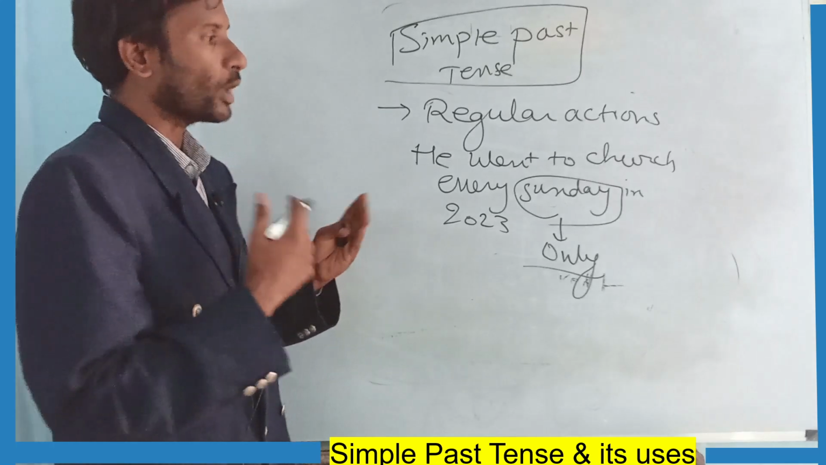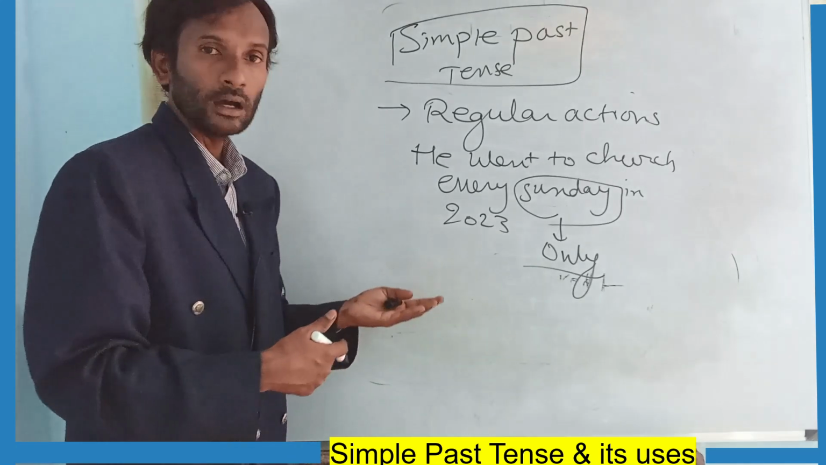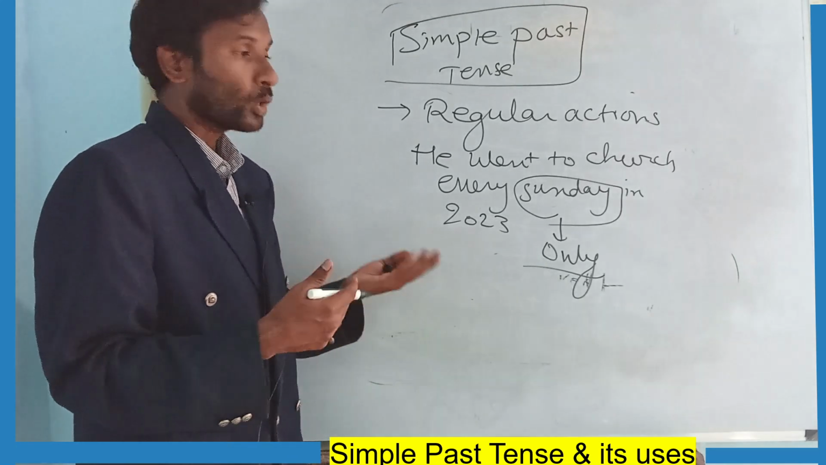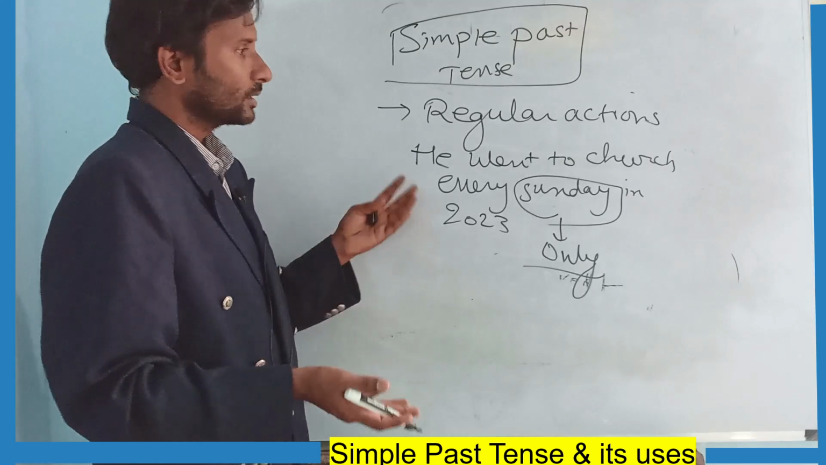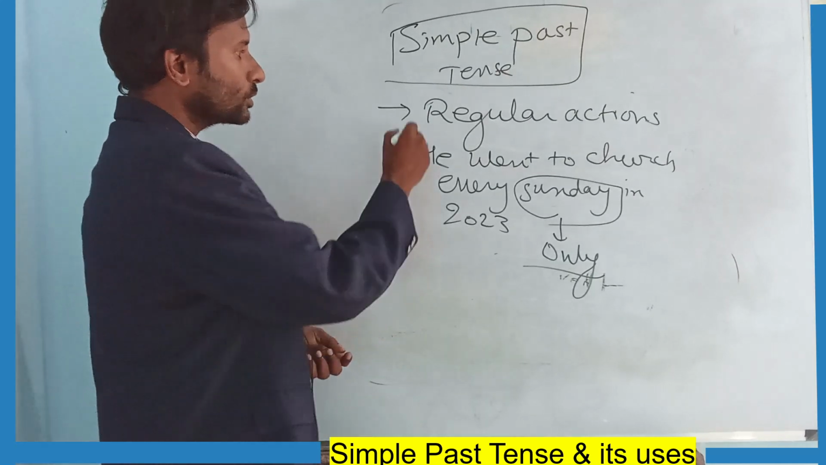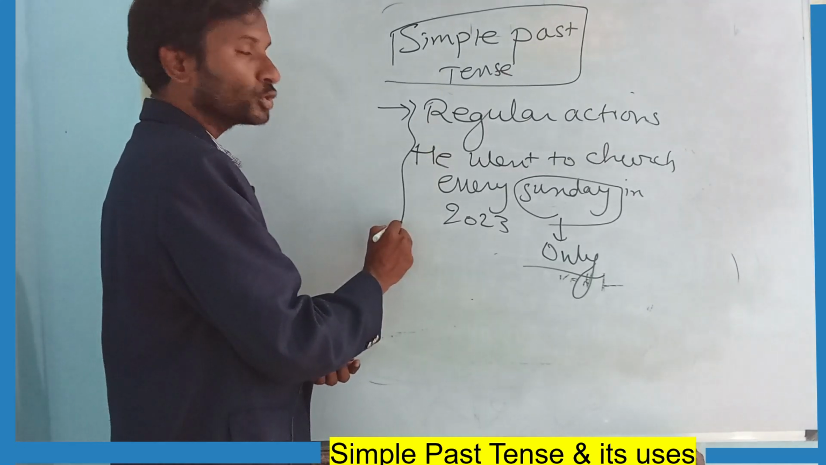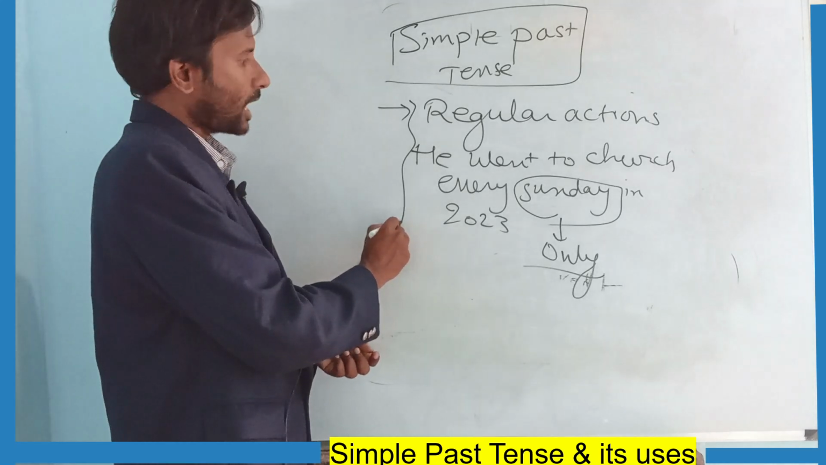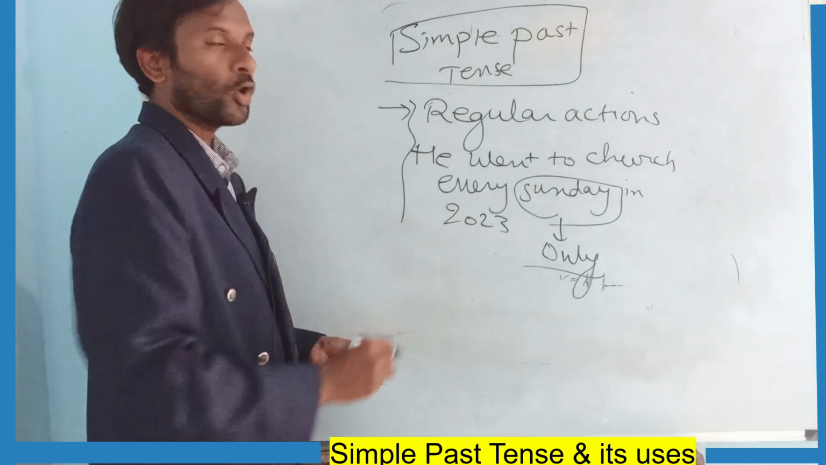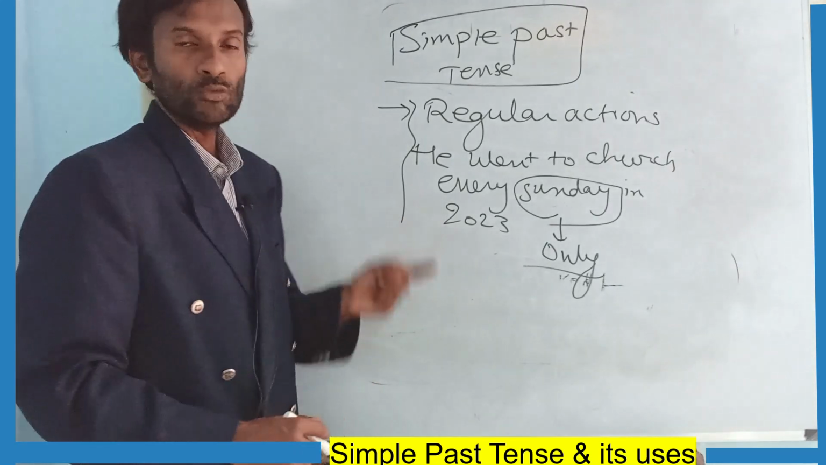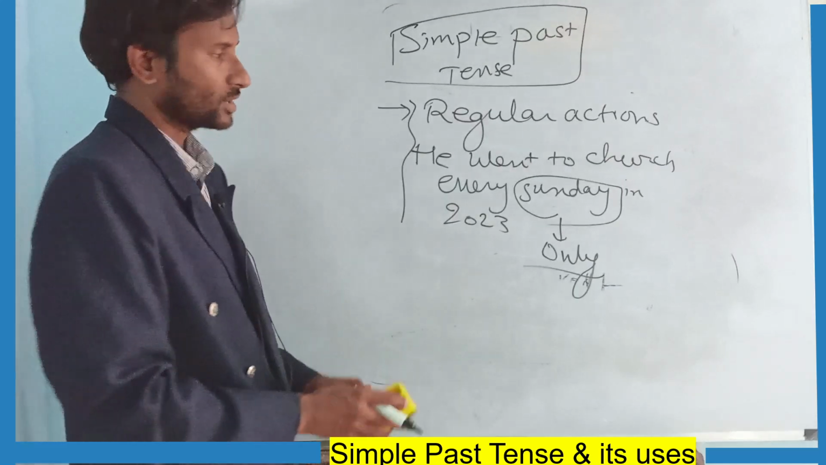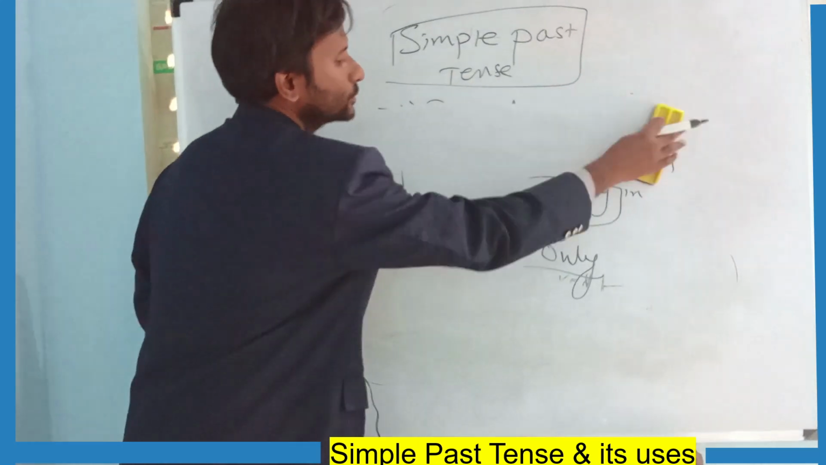It can be once in a month, once in a year, once in a week, or once after some years. Probably all those actions in the past that took place regularly after some period of time, we call them regular actions. You can very well use simple past tense.